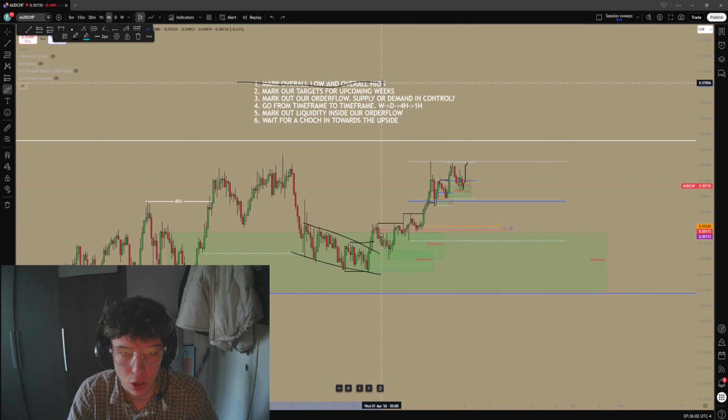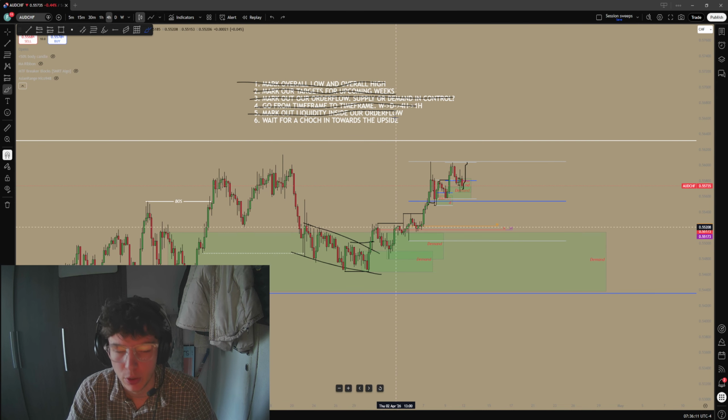Mark out the overall low and overall high. Mark out our targets for upcoming weeks. Mark out the order flow. Go from time frame to time frame. Mark out liquidity and wait for a shock.